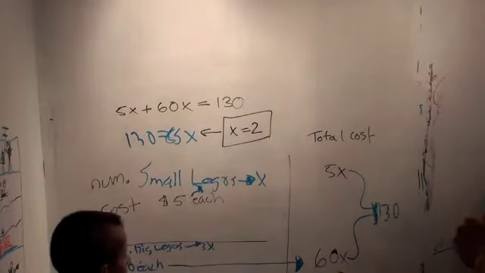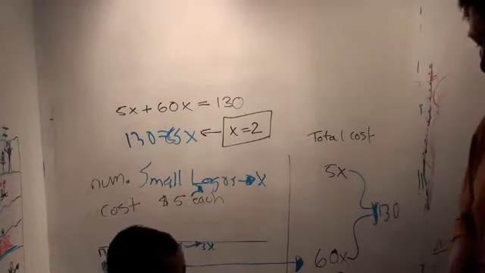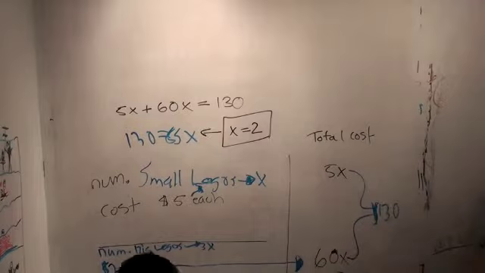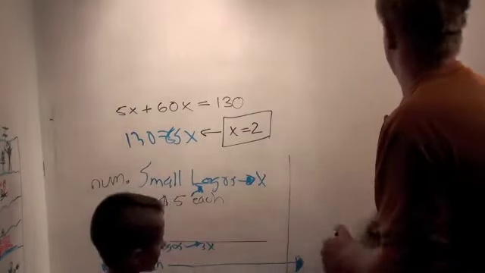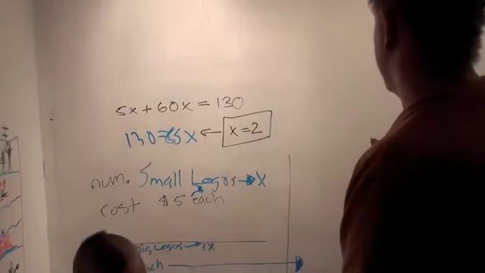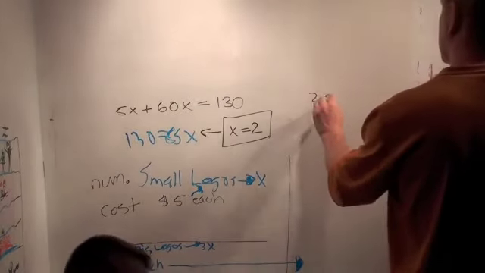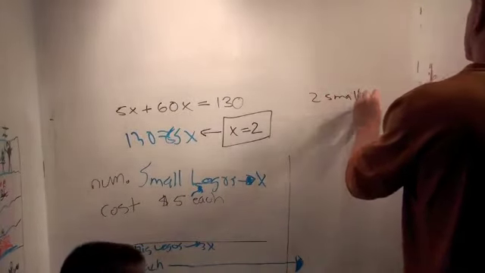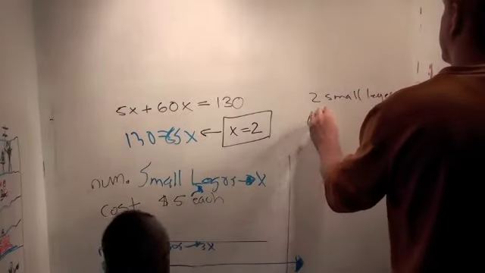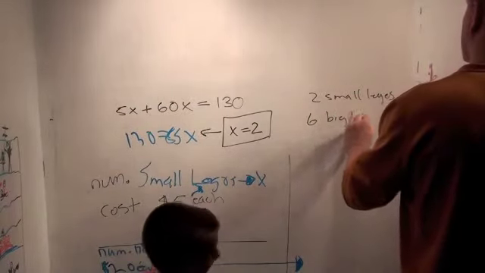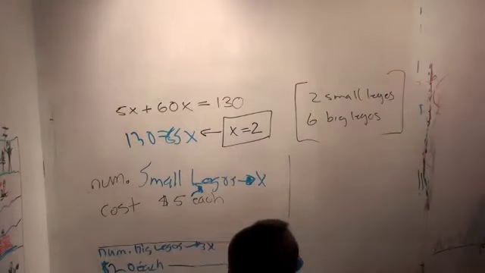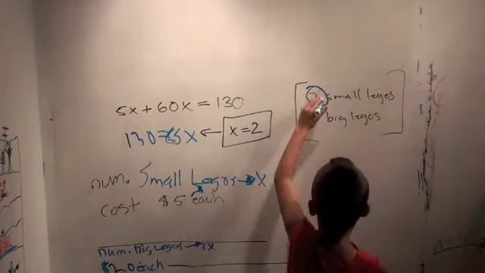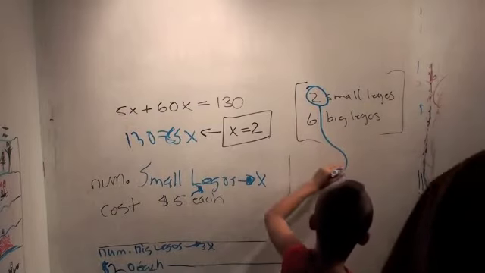Now we've got a lot of stuff we have to remember. If X equals 2, what does that mean? We bought 2 small Legos. And we have to do 3 times 2, which is 6, so we got 6 big Legos. Do you remember what the problem is? The problem asked how many small Legos we got, and our answer is 2.